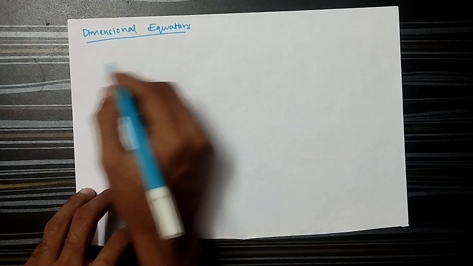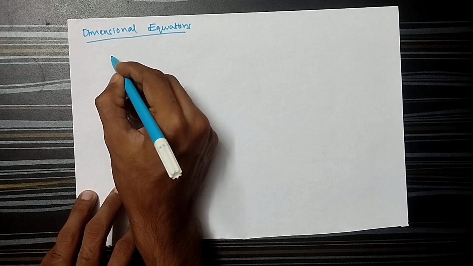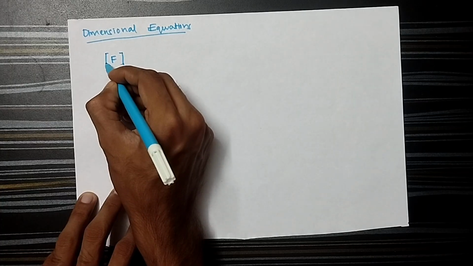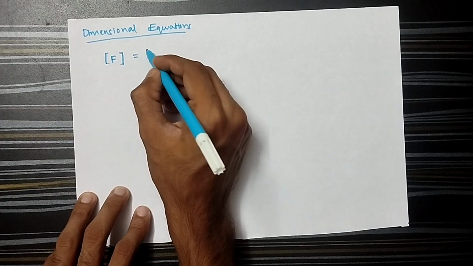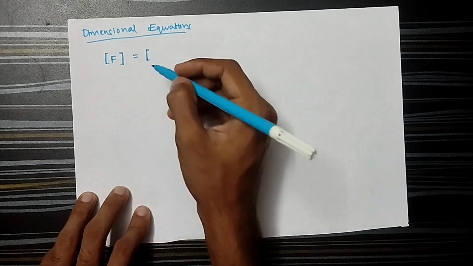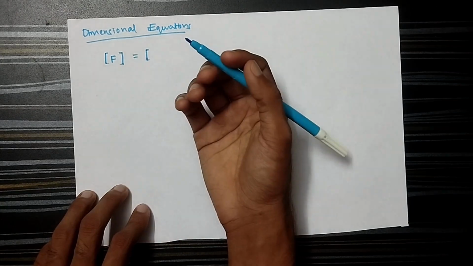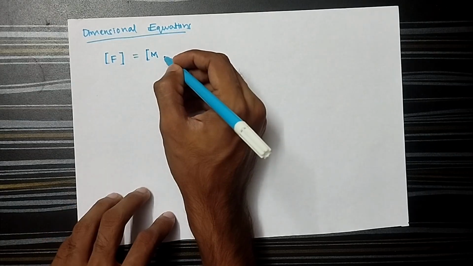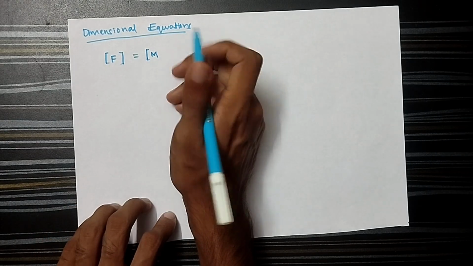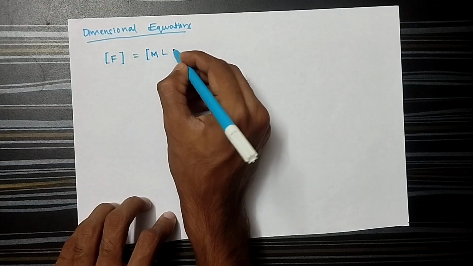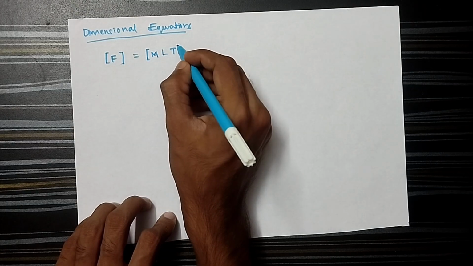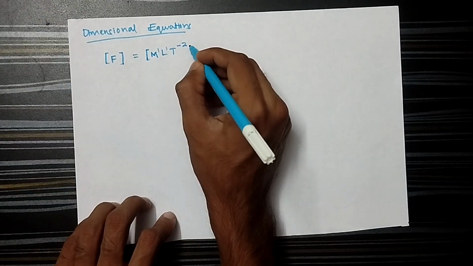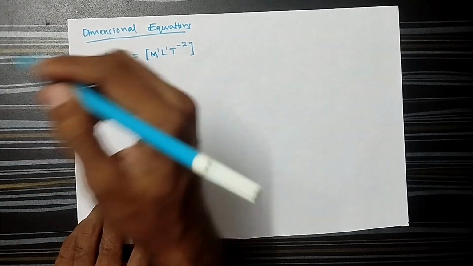So for example, it's pretty simple. If we want to find the dimensions of F, we write [F], where the square brackets mean we are finding the dimension of that, which would equal, what is it? Force? Force is mass into acceleration. Acceleration is meter per second square, so it's minus 2. So M raised to 1, L raised to 1, T raised to minus 2. So these would be the dimensions of force.